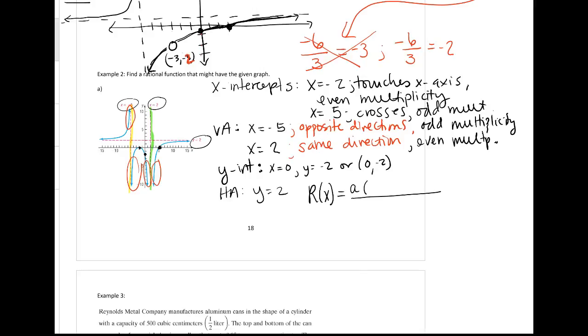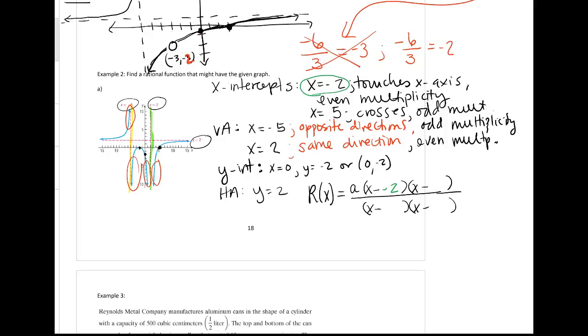And because I have two x-intercepts, I'm going to create two sets of parentheses. I'm going to have to create two parentheses for the denominator because I have two VAs. And again, I'm just going to start with x minus, x minus, x minus, and x minus, okay? So the first x-intercept is at -2. So I'm going to put in -2 in there.